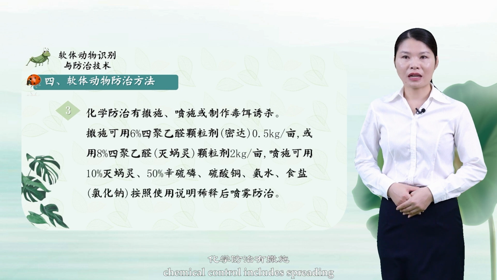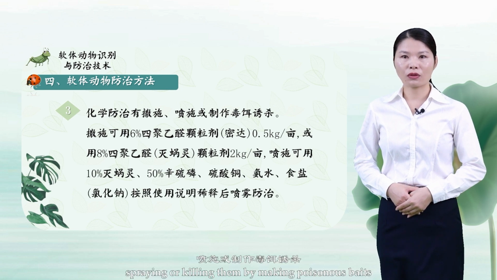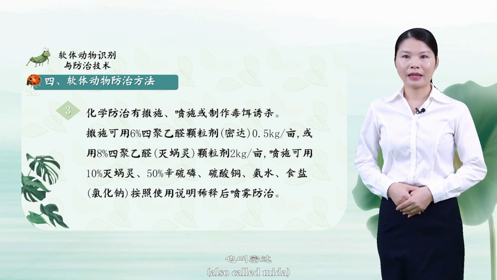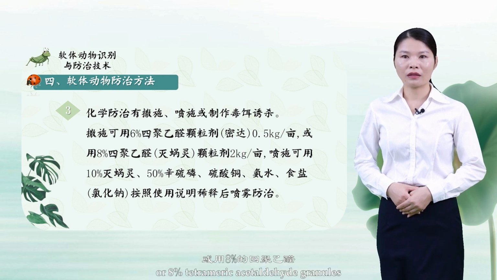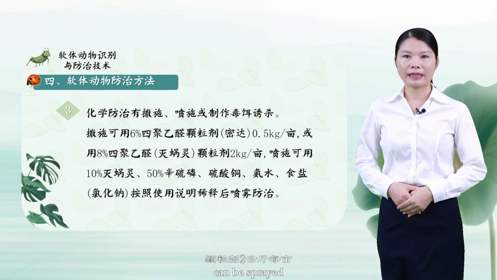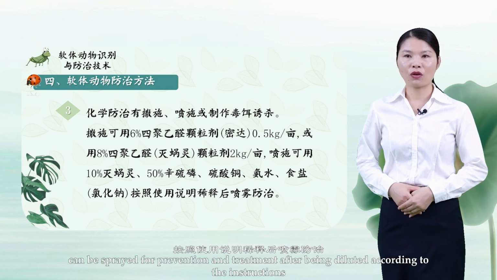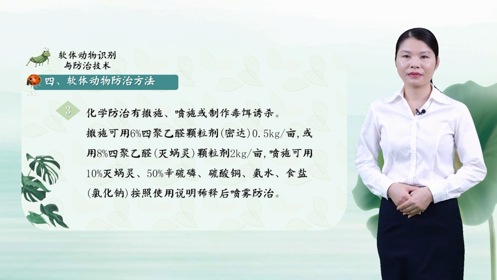Chemical control includes spreading, spraying, or killing them by making poisonous baits. 6% tetrameric acetaldehyde granules, also called META, can be sprayed, or 8% tetrameric acetaldehyde granules, also called Murex, can be sprayed, and 10% can be sprayed. 50% Foxim, copper sulfate, ammonia water, and common salt, also known as sodium chloride, can be sprayed for prevention and treatment after being diluted according to the instructions.